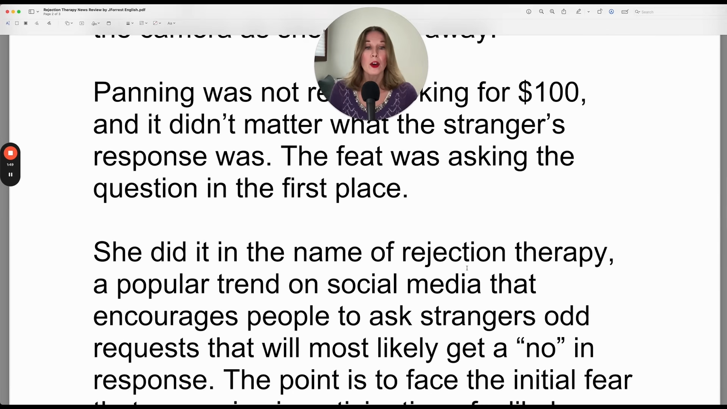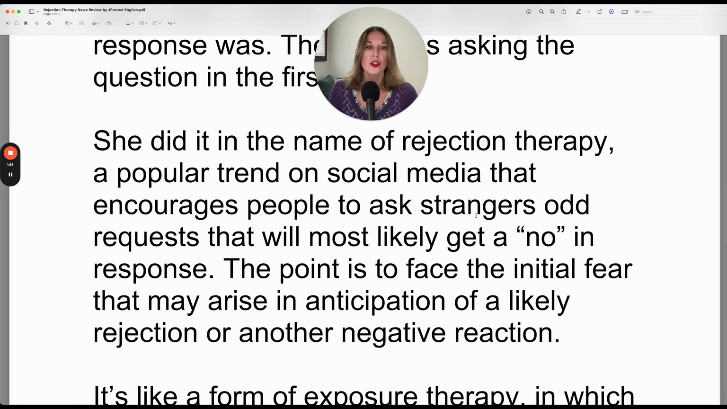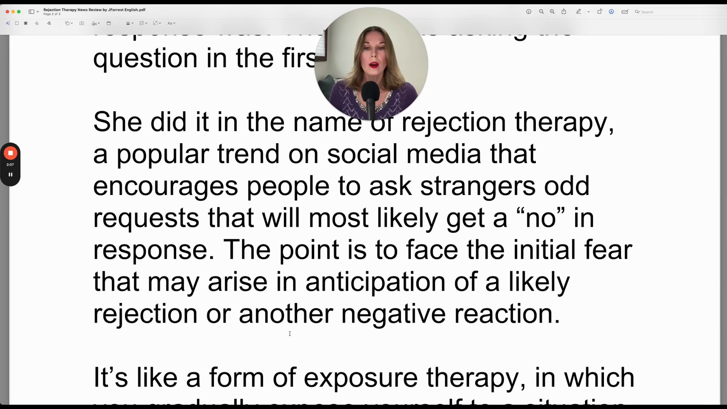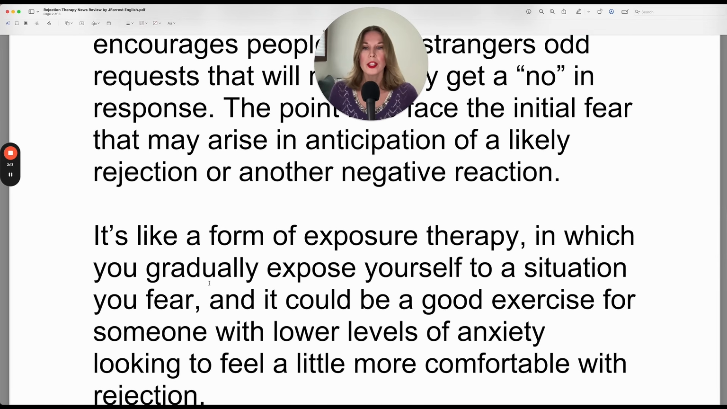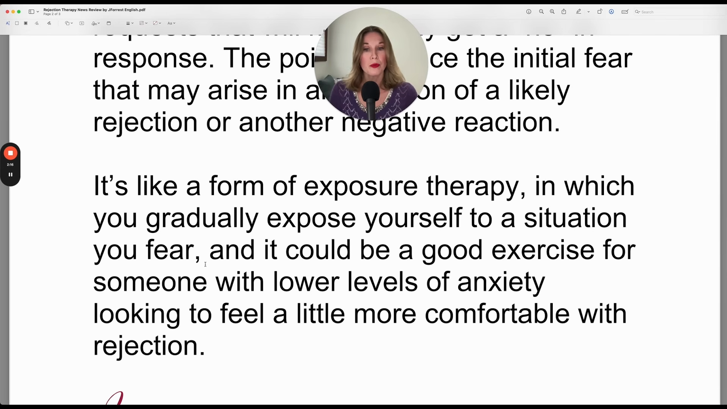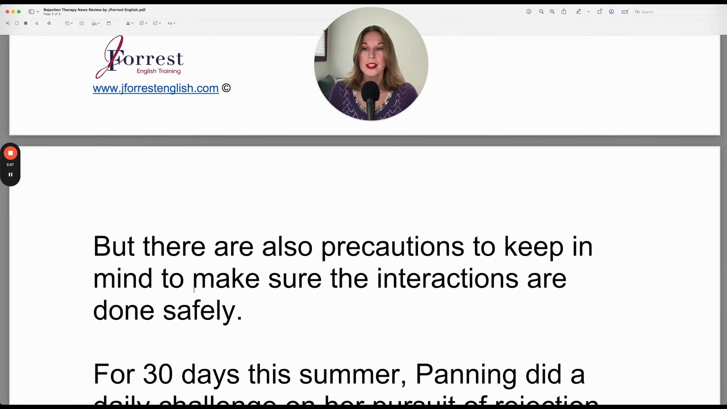She did it in the name of rejection therapy, a popular trend on social media that encourages people to ask strangers odd requests that will most likely get a no in response. The point is to face the initial fear that may arise in anticipation of a likely rejection or another negative reaction. It's like a form of exposure therapy in which you gradually expose yourself to a situation you fear, and it could be a good exercise for someone with lower levels of anxiety looking to feel a little more comfortable with rejection. But there are also precautions to keep in mind to make sure the interactions are done safely.